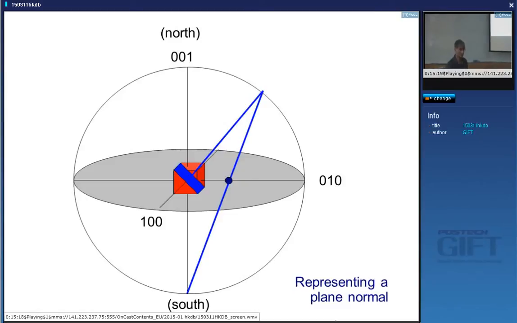That means there must be some distortion, right? Angles have a larger spacing towards the edge than towards the center. They are focused in because of the nature of the projection. Okay, so we are plotting plane normals and angles between them, and there is distortion.